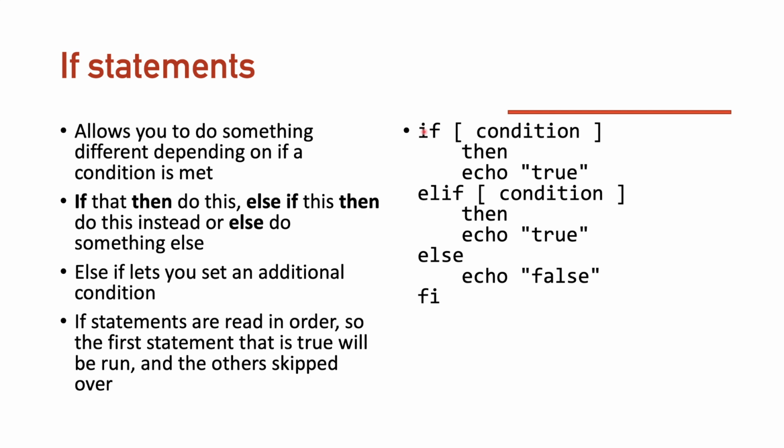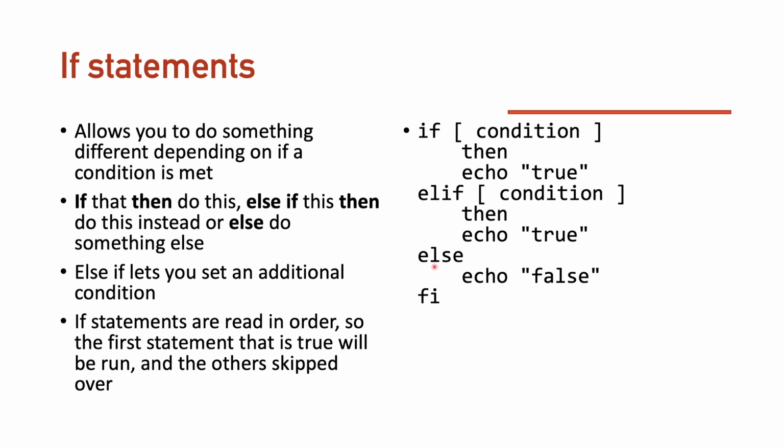So the Bash way of doing this is: if, space, square bracket, space, condition. You have to make sure you have the spaces in the correct places, otherwise it won't work. So if condition, and then on the next line we have then, and this will run if the condition is true. We can then do an else if and specify a second condition, and if that one's true, then we can echo out true. But these conditions don't have to have anything to do with one another. They can be completely different.